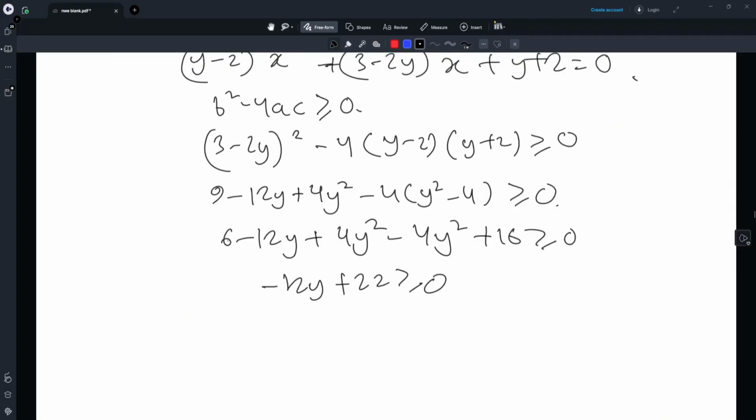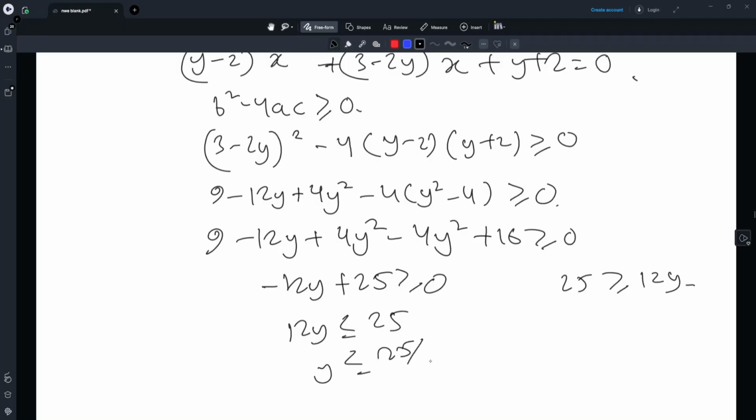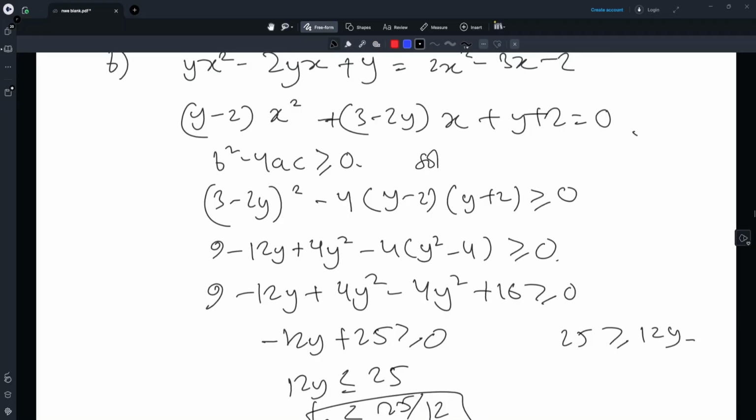Oh no, it is not 6, it's 9. 9 plus 16 is 25. Then we have 12y less. If we take this 12 to the other side, then we have 25 greater than or equal to 12y, so 12y less than 25, y less than 25 by 12. I mean, solutions must exist. I want such values of y.